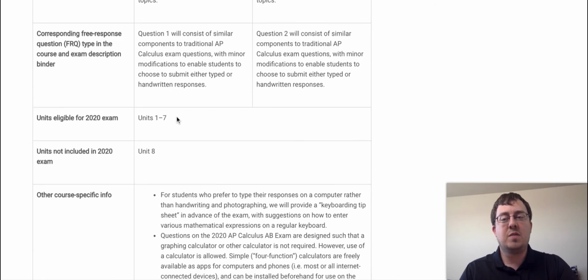The eligible units for the exam are all units that we've covered, units 1 through 7. Unit 7 was differential equations, which we finished right before all this crazy stuff happened. Unit 8 we did not get to, which is fine. It's not on the test, so no worries.